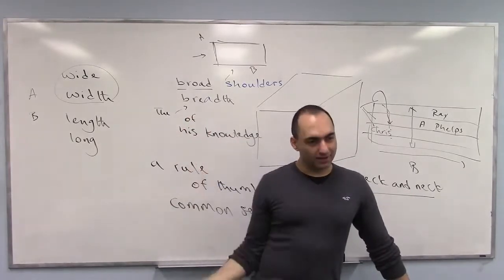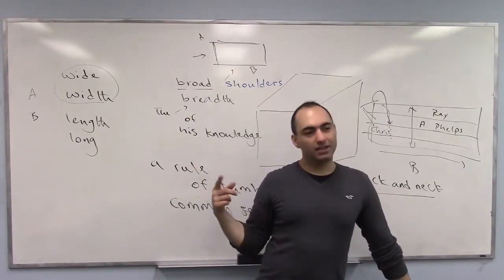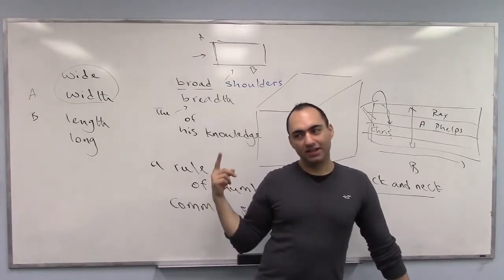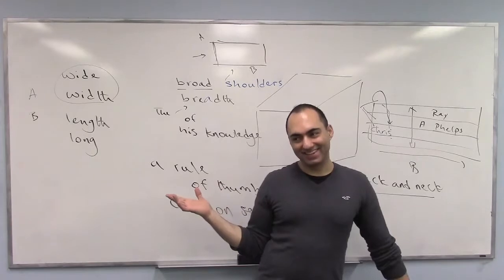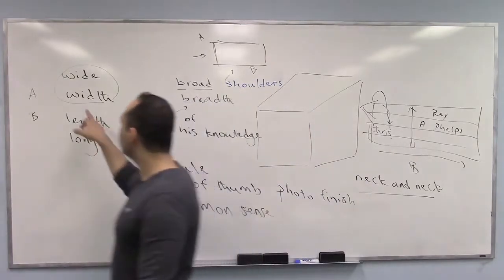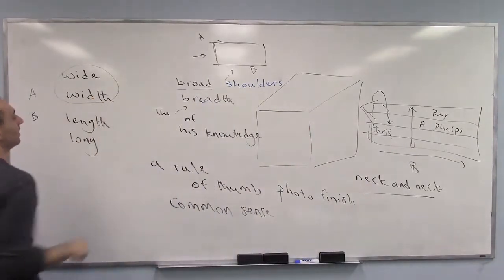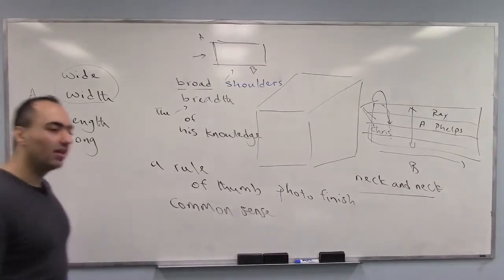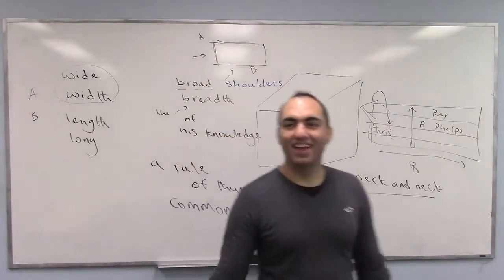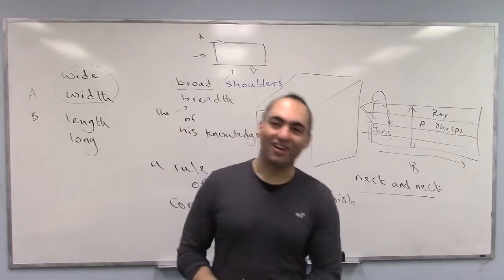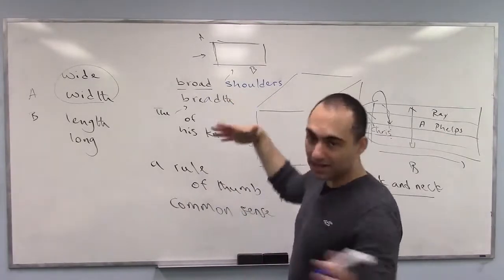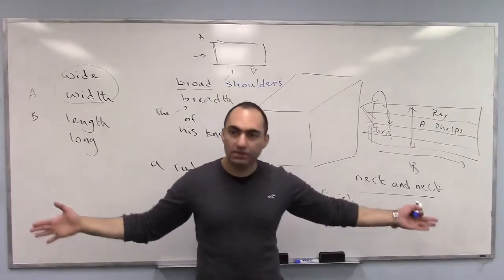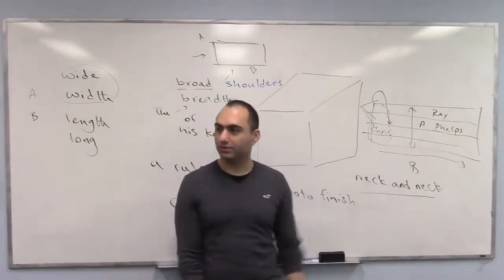Long, length. Wide, width. Notice there's no E. Wide, width, long, length. Broad, breadth, but broad is like wide. Oh, it's a very broad alley. It's very broad.